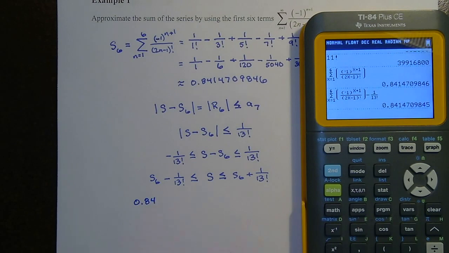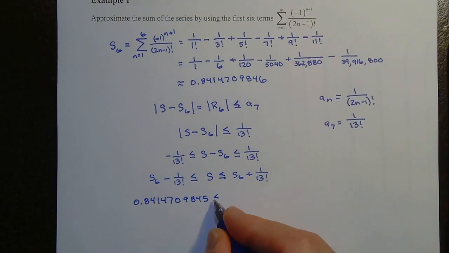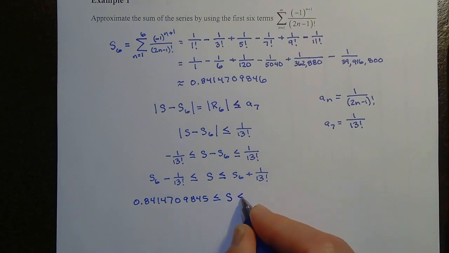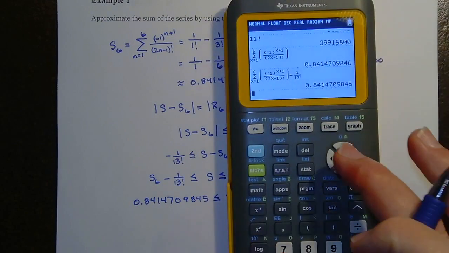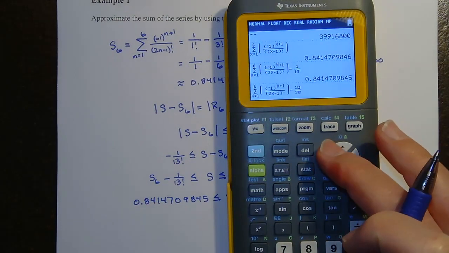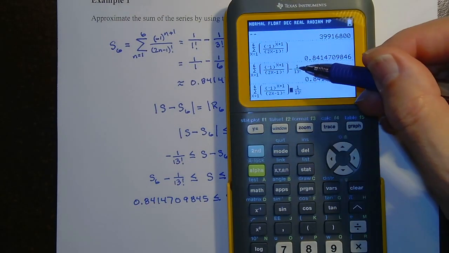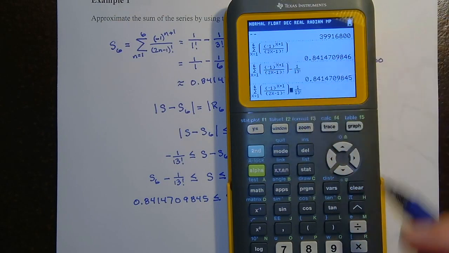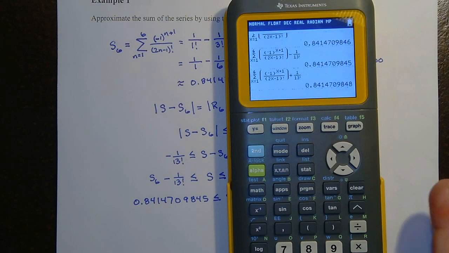So this value is 0.84147 09845, which is less than or equal to our actual sum, which is going to be less than or equal to, and then we have to do the same thing, but instead of subtracting 1 over 13 factorial, we're just going to add. So I went back up here and highlighted that and pressed enter, and that pasted it back in here. So I'm going to press plus, and we get this number, right?